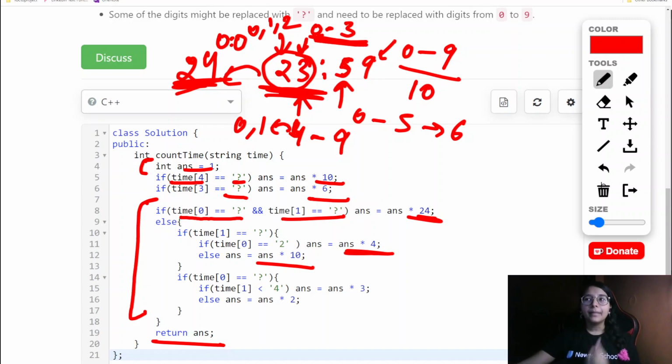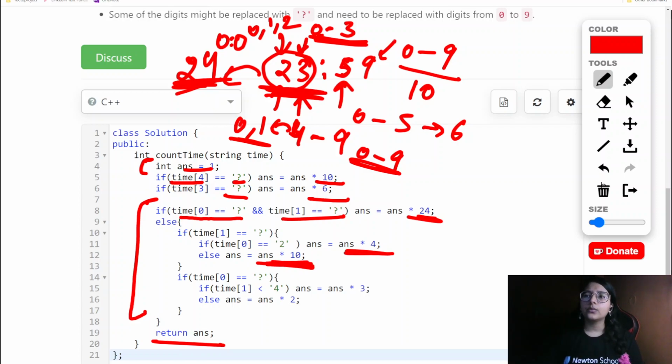Because the thing is that if it is equal to 2, then we are having just these four possibilities, right? But if this particular time of 0 is not equal to 2 and it is equal to 0 or 1, then we are having possibilities from 0 to 9. So that's the thing, and that's why we will be multiplying by 10. So that is what we are doing.